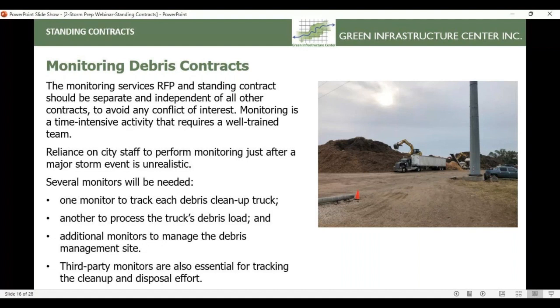Now, FEMA will reimburse you, but only for your overtime. So if you're doing this as part of your normal straight time, 8 hours a day, you do not get reimbursed for this. But if you pay a monitor to do this, that's reimbursable at the same rate that your storm debris is reimbursed at. So I would definitely encourage you to take advantage of this.